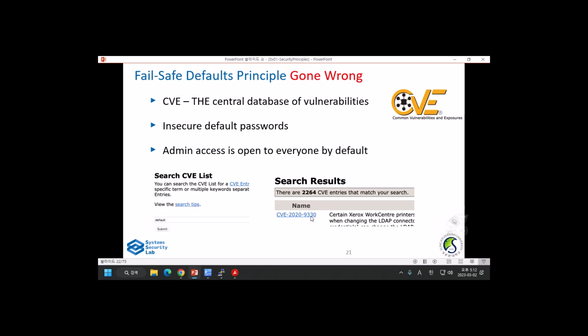But I think things have improved nowadays, right? I actually bought a wireless router sometime last year. And instead of just doing admin, nowadays the products have some kind of randomized default password on the bottom. So things have improved. That's a fail-safe default, having a randomized default password on the product, whereas admin is not fail-safe.